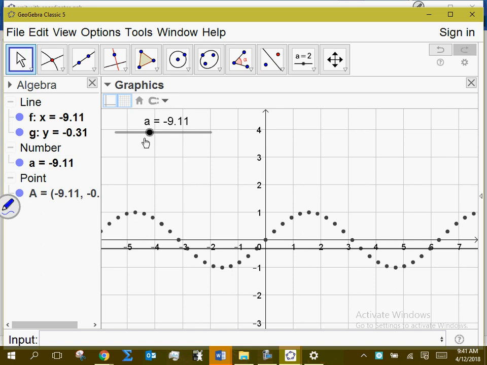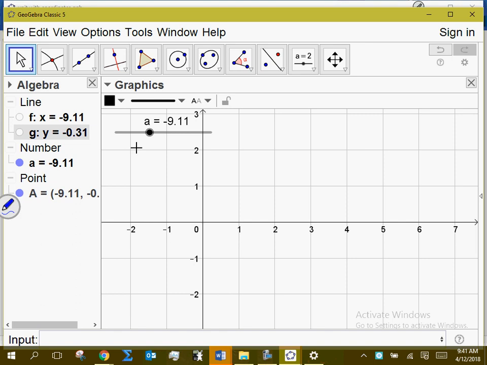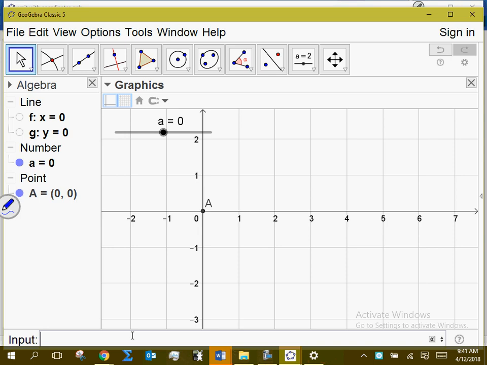Okay. I'm going to hide those, and I also want to create another point, B. I want B to have the same x coordinate as A. So I'm just going to say x coordinate of A, and I want its y coordinate to be 1/2.